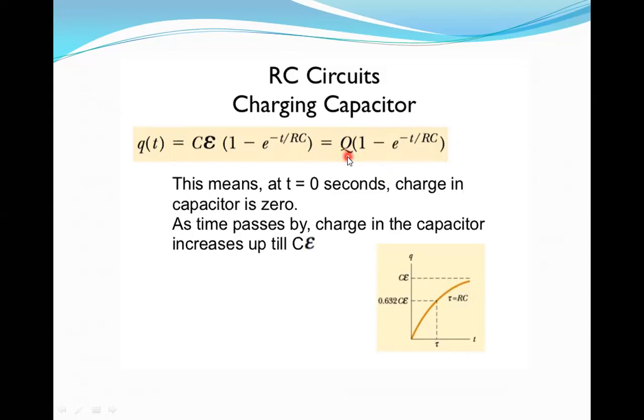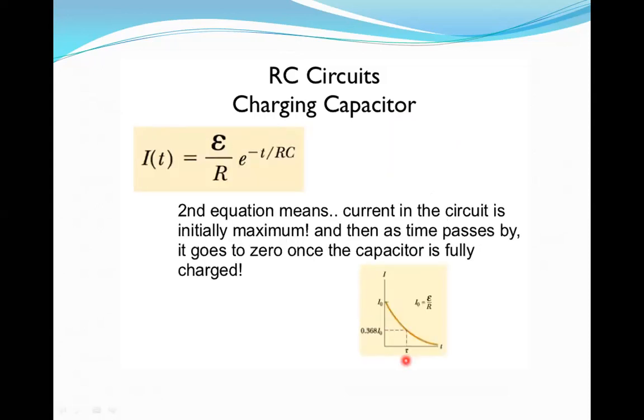Which is not possible, because t we cannot take as infinity. So if you observe this graph, this orange line will never attain the maximum charge value CE. This is the maximum charge. This is 0.63 into CE, 63% of its maximum charge. This condition is there when tau is equal to RC seconds.